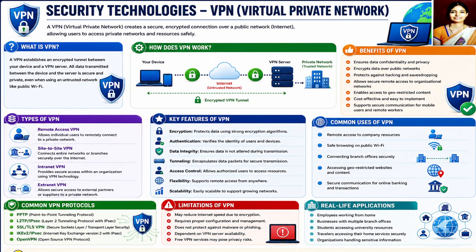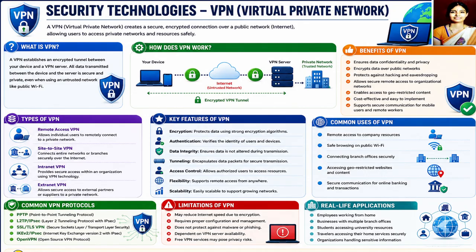The basic process is: first, the user device connects to the VPN server. Second, the user or the device is authenticated. Third, the data is encrypted and sent through the VPN channel, which we call a tunnel. And finally, the VPN server provides access to the required private network resources.